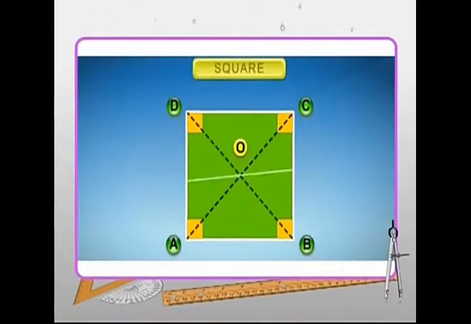The diagonals of a square are equal in length and bisect each other at right angles. In the diagram, the diagonal AC is equal to the diagonal BD and angle AOB, angle COD, angle BOC and angle AOD are each equal to 90 degrees. Thus, AO is equal to OC and DO is equal to OB.